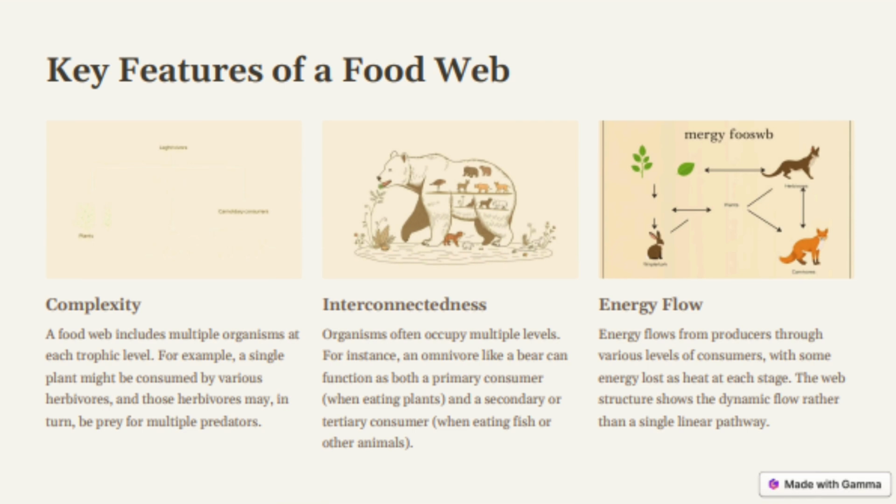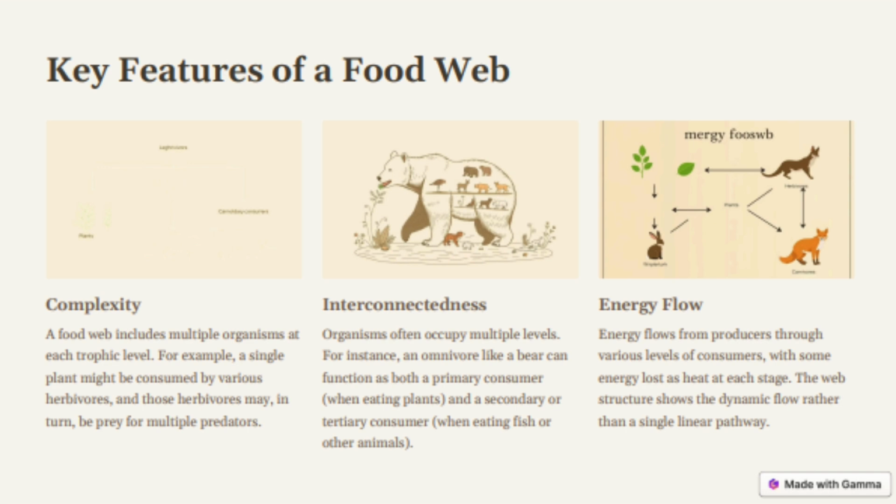So what are the key features of a food web? So number one is complexity. A food web includes multiple organisms at each trophic level. So for example, a single plant might be consumed by various herbivores, and those herbivores may in turn be prey for multiple predators. Okay, so interconnectedness, organisms often occupy multiple levels.